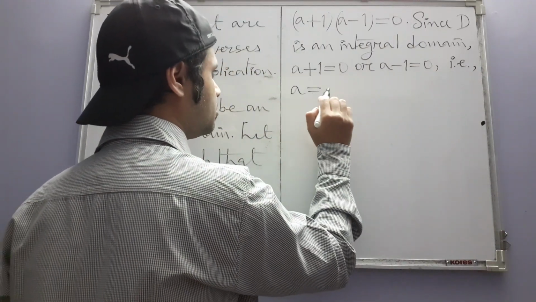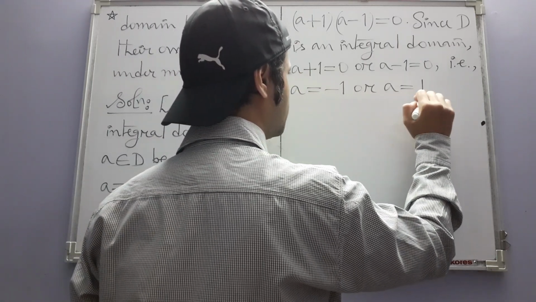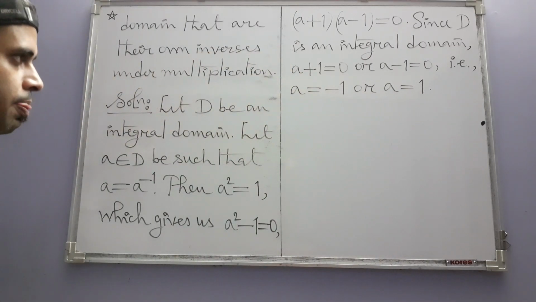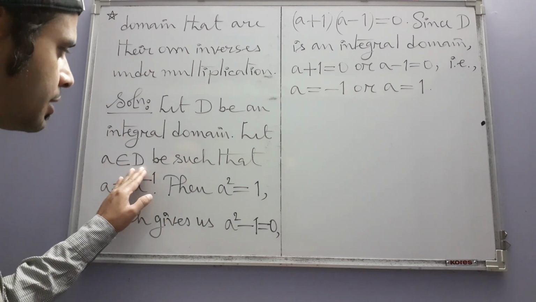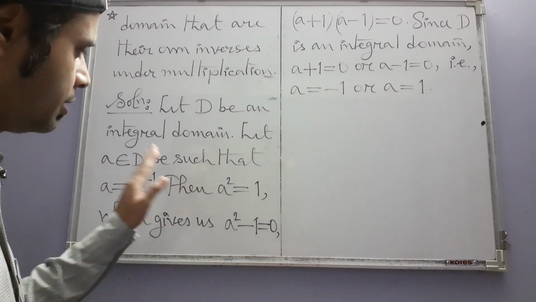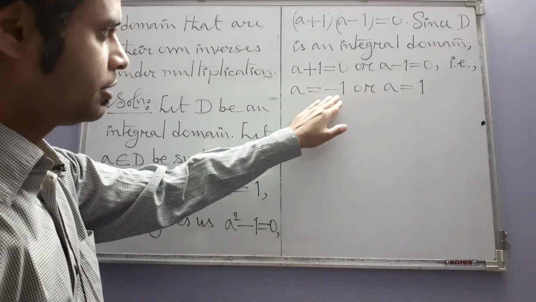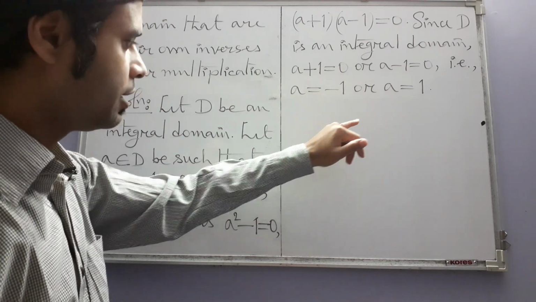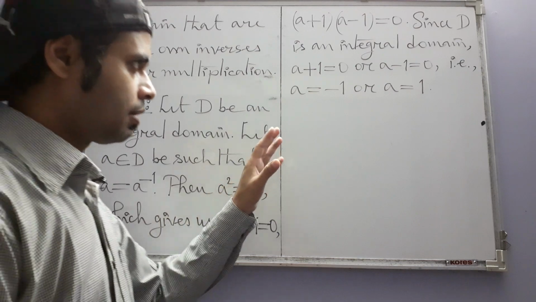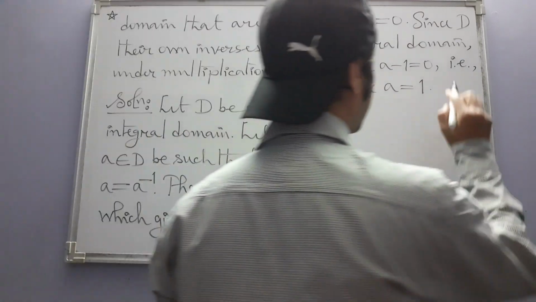So a is minus 1 or a is plus 1. That means our hypothesis that a is one such element in the integral domain has led us to the conclusion that a should be minus 1 or a should be plus 1, and in fact these elements in the domain are actually their own inverses under multiplication.